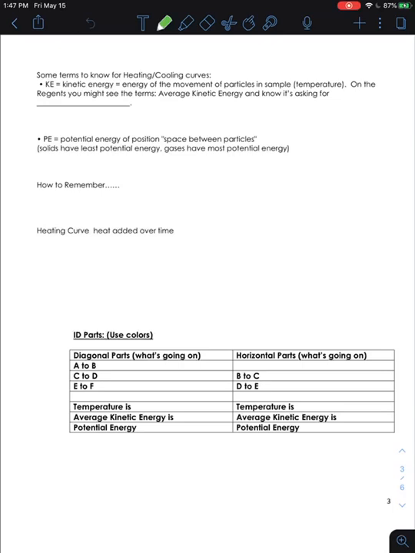So there's a couple of key terms that you need to know to understand that graphical representation the best way possible. So there's two terms here: kinetic energy, which is the energy of motion, or the ability to do work. On the regions, you might see some terms like average kinetic energy, and at this point we'll go over it. AKE, average kinetic energy, they are asking for temperature.